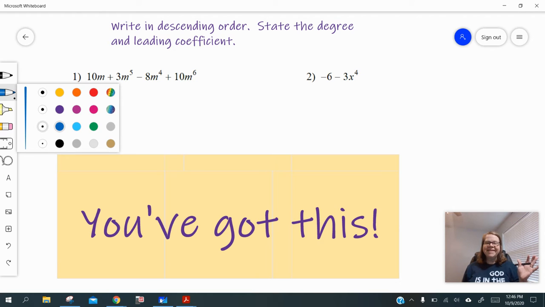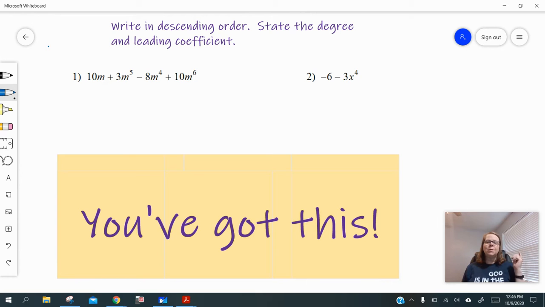Hey y'all, Miss Kennedy here from Algebra Student, and today we are looking at descending order, degrees, and leading coefficients.